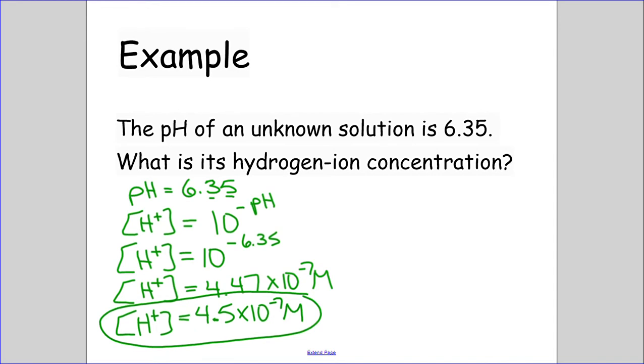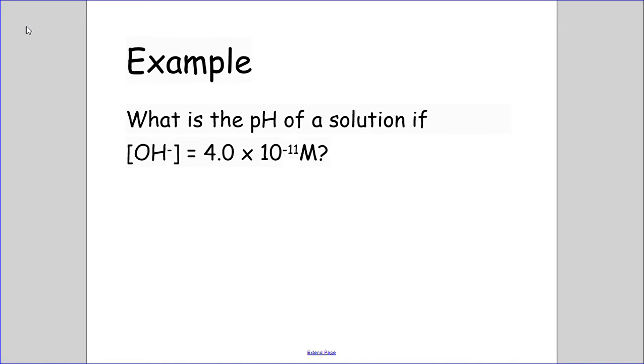So we do have one other example to go through. What's the pH of a solution if OH minus is equal to 4.0 times 10 to the negative 11? Again, I encourage you to pause the video, see if you can figure it out, and come back when you're ready.